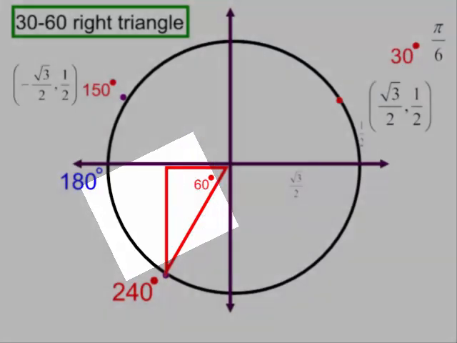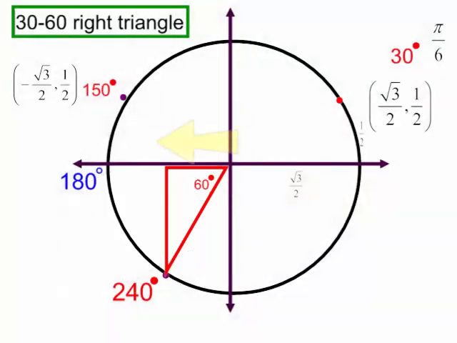So I will be going left the short distance, which is negative 1/2, and then I'll be going down the long distance. So that would be a negative square root of 3 over 2. At 240 degrees, the cosine is negative 1/2. The sine is negative square root of 3 over 2. 240 degrees is also known as 4 pi over 3.